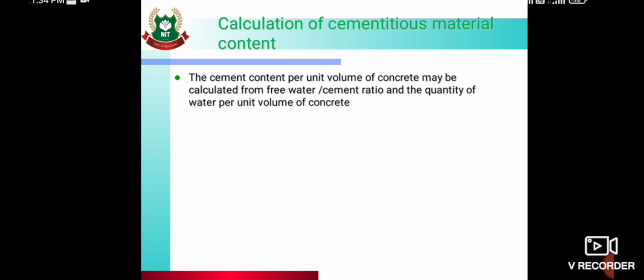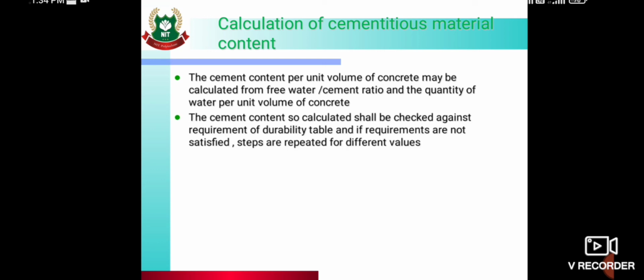Then calculation of cementitious material. The cement content per unit volume of concrete may be calculated from the free water cement ratio and the quantity of water per unit volume of concrete. The cement content so calculated shall be checked against the requirement of the durability table, and if the requirements are not satisfied, then the steps are to be repeated for different values. So we need to check the values against the durability table and satisfy those requirements.